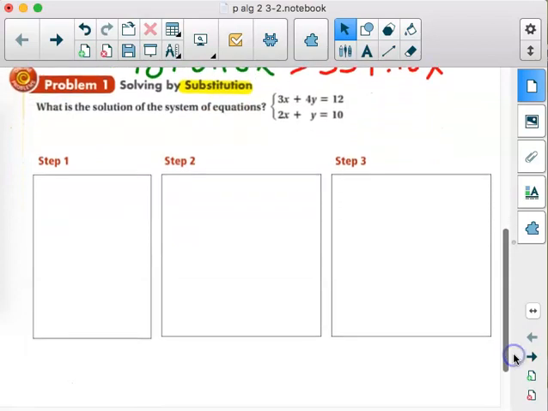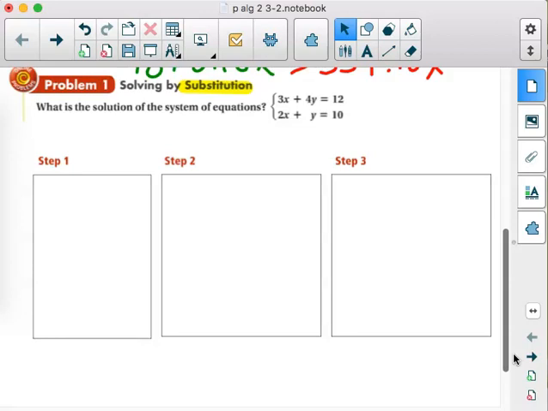So this one says the first method from our objectives was substitution. So I think about that name. It means we're going to take something and we're going to put it in for something in another one. And it says, what is the solution of this system of equations? 3x plus 4y equals 12. 2x plus y equals 10. They're flat out telling us use substitution. In the future, they might not do that. They might let us choose.